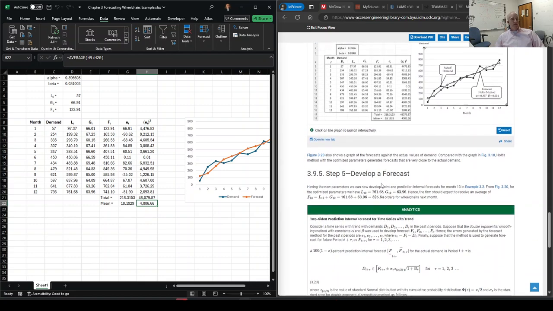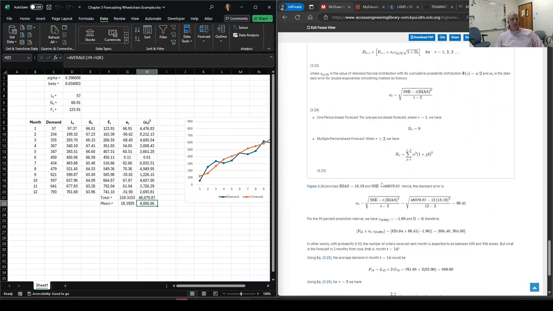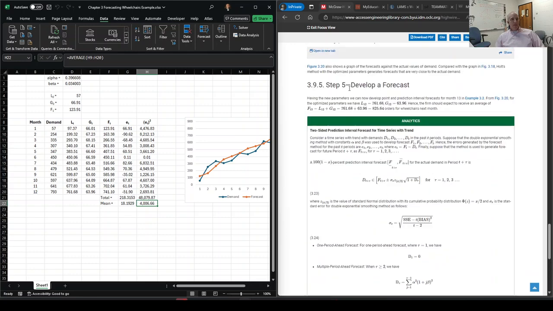Okay, so the fifth step here, and I believe this is the last step, yeah, the fifth step is now that we have optimized an alpha and beta, given the previous 12 months of actual demand and forecast, and 2 smoothing constants, we can now develop the forecast. How do we do that?